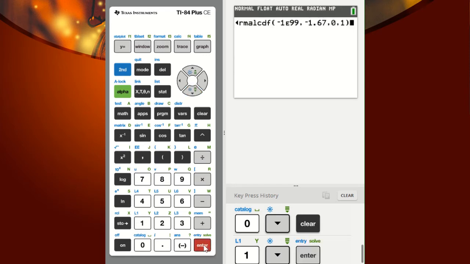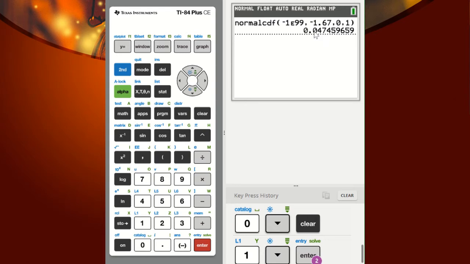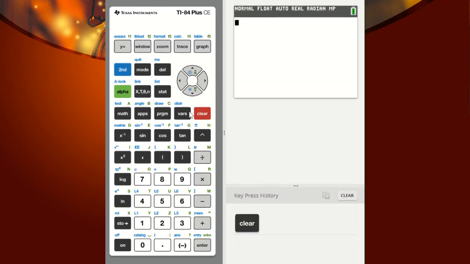So then I'm going to hit paste and then enter again. And look, I get the same answer. This is my area again, 0.047, if I had used a z-score instead. So again, I don't have to use z-scores to find area. I can use my actual values instead.